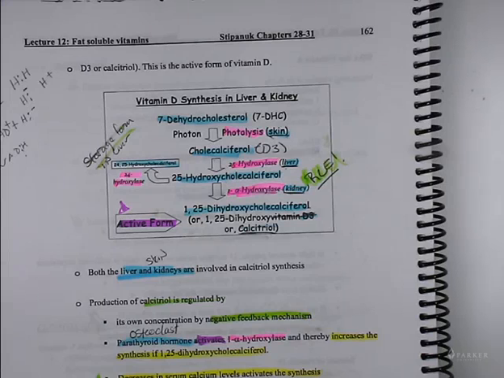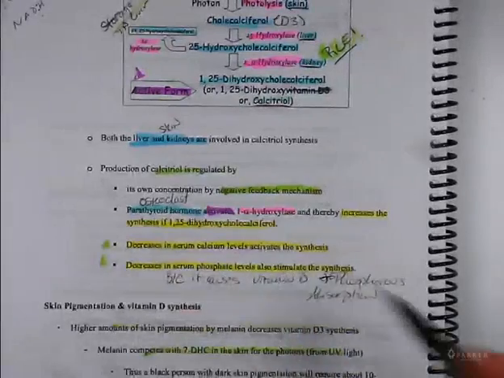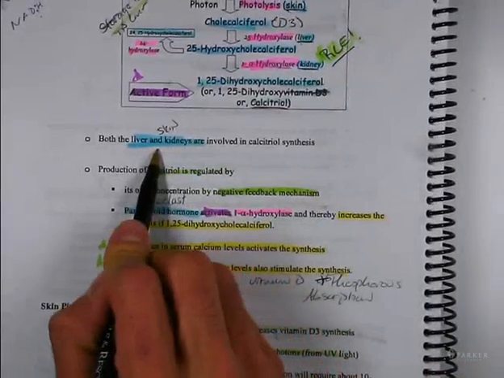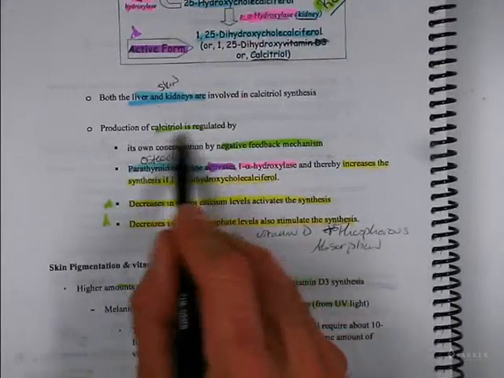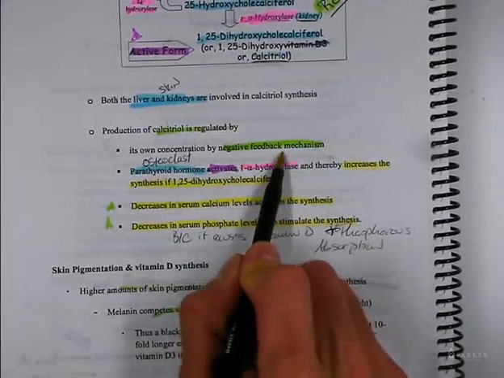So you need to know, rate-limiting enzyme, kidney, 1-alpha-hydroxylase. The active form of vitamin D is calcitriol for the 3 alcohol groups, or 1,25-dihydroxycholecalciferol. Please know those. That chart is really important. If you memorize that chart, you're doing good for vitamin D. Both the skin, the liver, and the kidneys are involved in vitamin D synthesis. Production of calcitriol is regulated by a negative feedback mechanism.